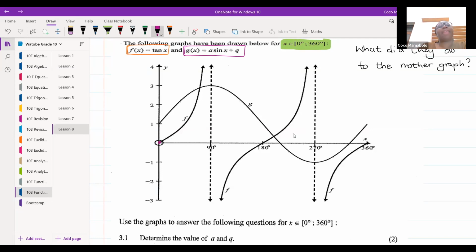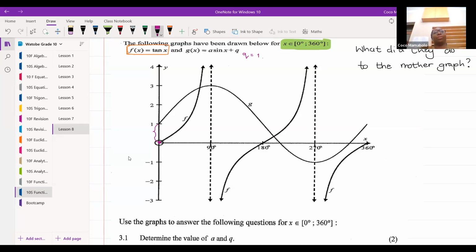Right. And they've moved it up by 1. Which value tells us that the graph has been moved up by 1? It's not A, guys. That's it. The Q. Q tells us that our graph has been moved up 1. So what is the value of Q, guys? Q is equal to 1. Excellent. We're off to an amazing start.